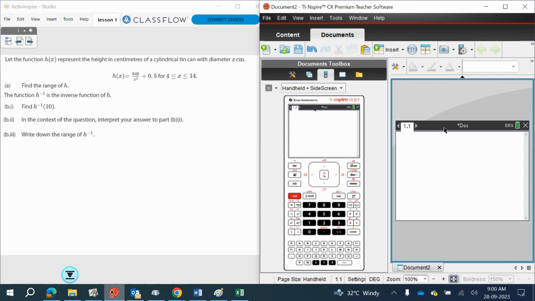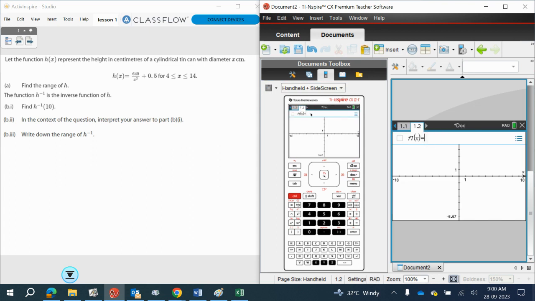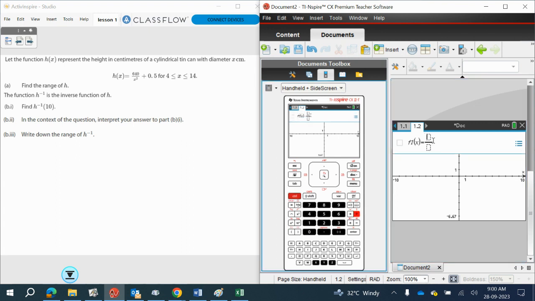How do we do this? You put it to the graph and calculate it. You put 640 over x squared. So control, add page. Let's do it quickly now. Get your calculators in your hand, add the function. We have to do this quickly, we've got 5 minutes. So 640 over x squared plus 0.5.